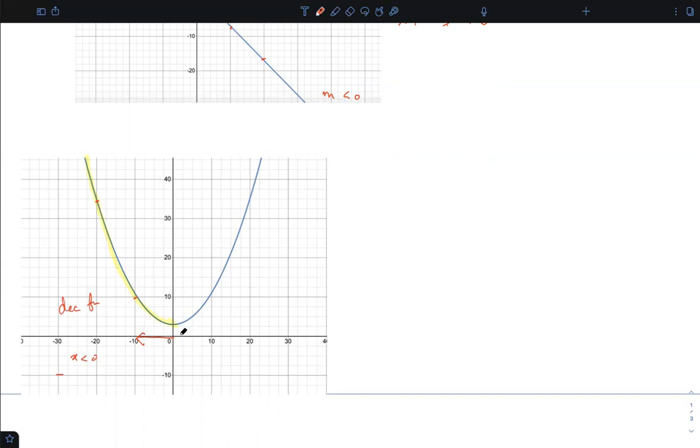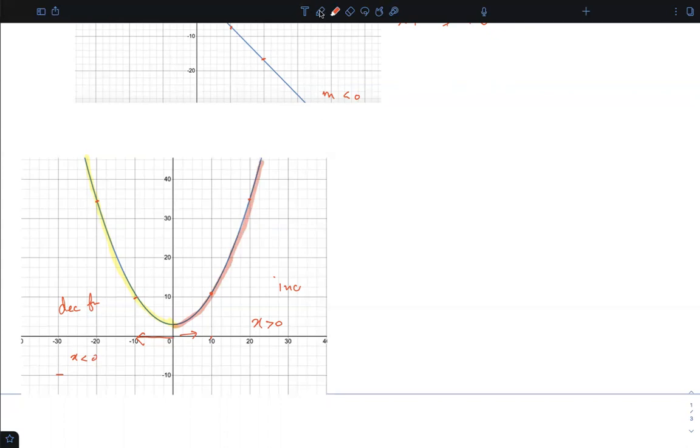But when x becomes greater than 0, as the value of x increases, the value of y also increases. When x is 10, y is 11. When x is 20, y is 34. When x is 30, y has another bigger value. So in the interval when x is greater than 0, this function is an increasing function. So what we see is a function can be increasing or decreasing over a given interval. It may be increasing over a certain interval, but decreasing over another interval.